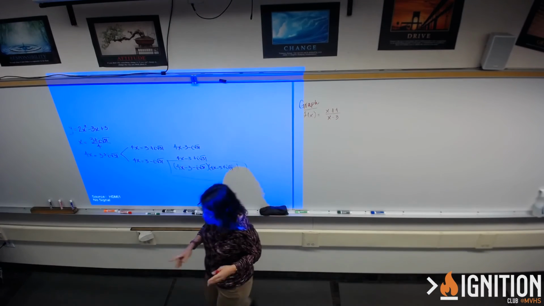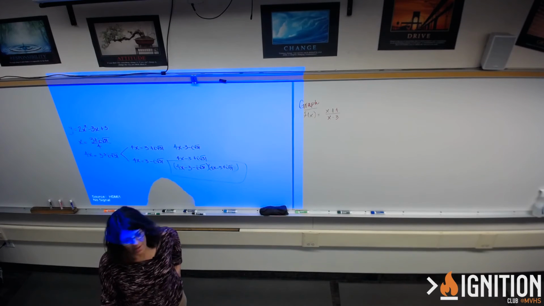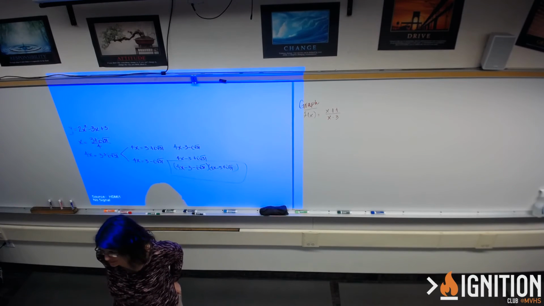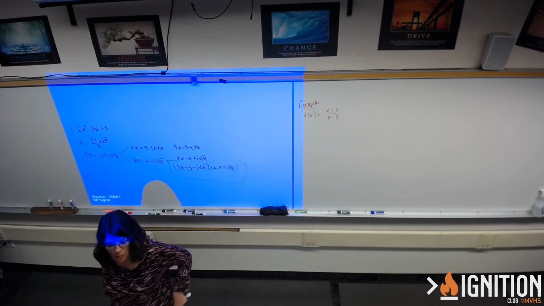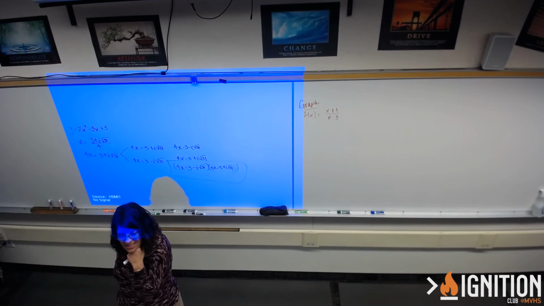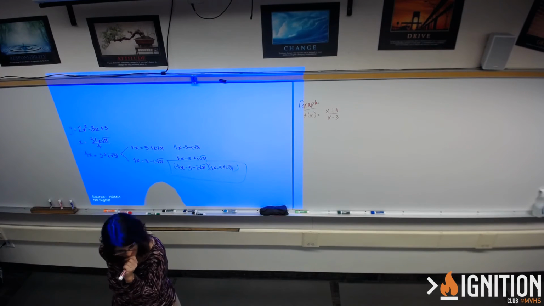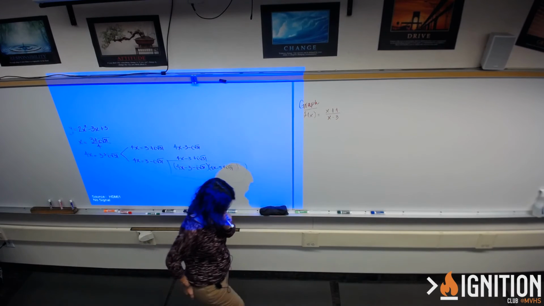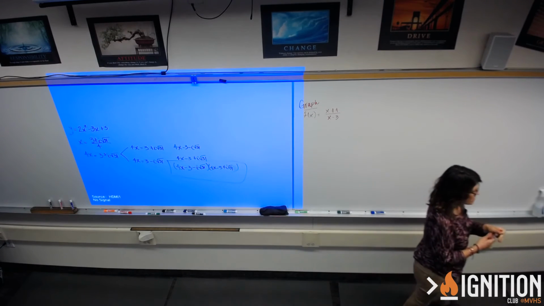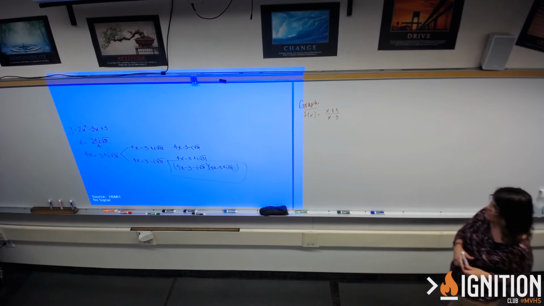You guys are like these holes. What do we get? I mean, why is it rational? It's a fraction with a variable in the denominator. Variables in the denominator, issues, issues, issues.